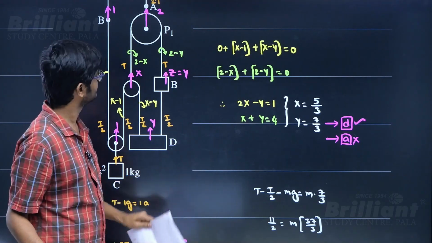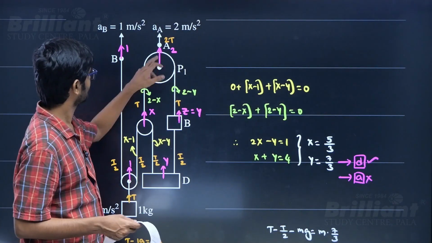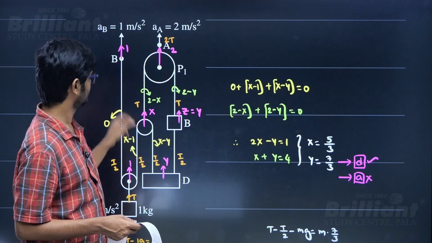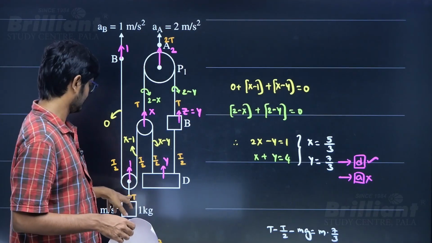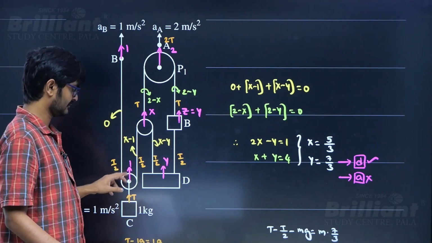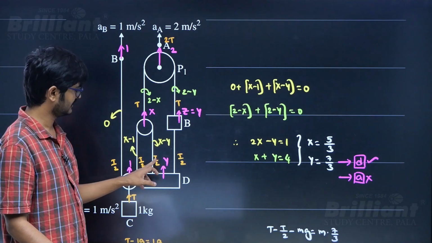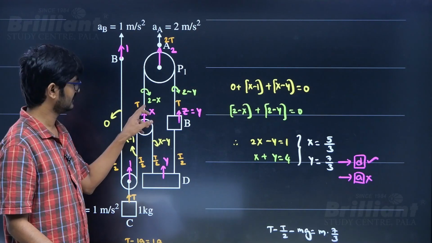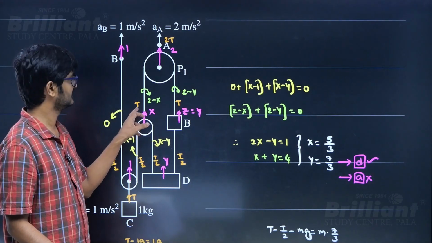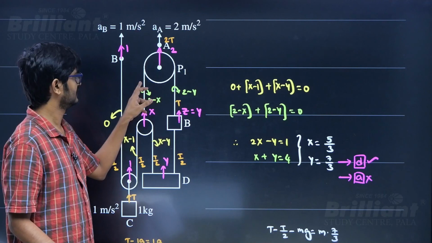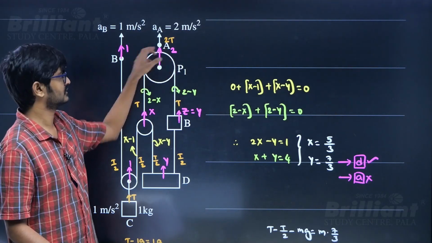Then end A is being pulled with what force? If this tension is T, then these two tensions will be T by 2 because the pulley is massless, net force must be 0, T by 2, T by 2. If this is T by 2, this is T by 2, this will be T because net force on the pulley must be 0. If this is T, then this is going to be T. And if this is T and this is T, this is going to be 2T because the pulley is massless.